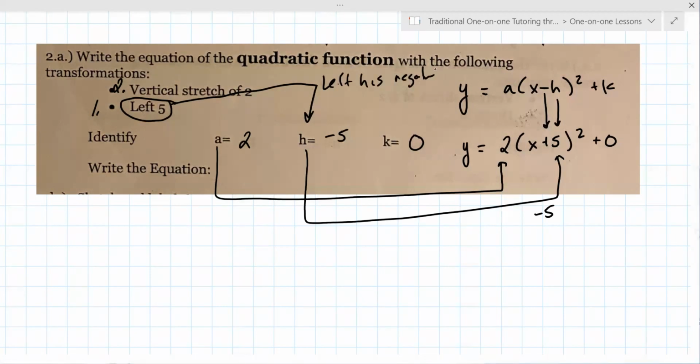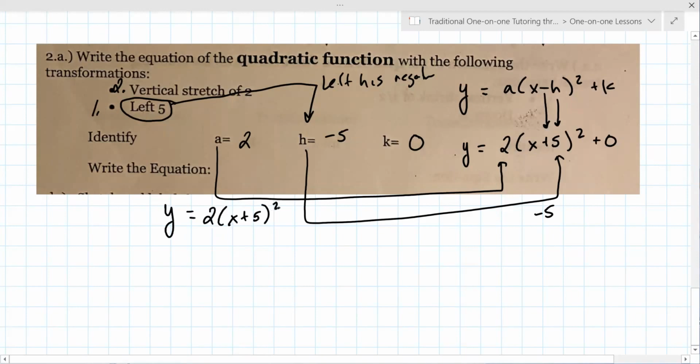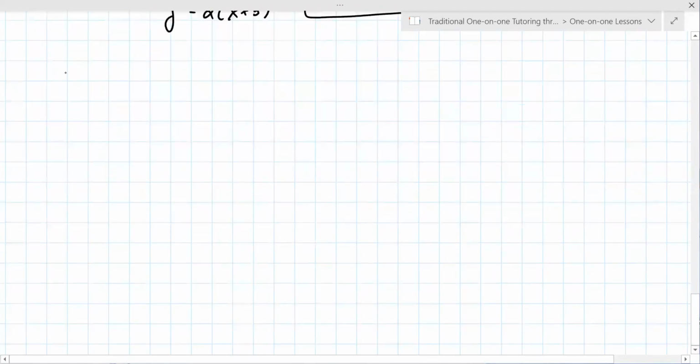Okay. All right. And in terms of the equation here, y equals 2 parentheses x plus 5 squared. Okay, so now this I've asked you once before. This is probably the last time I'll ask you for this tonight.